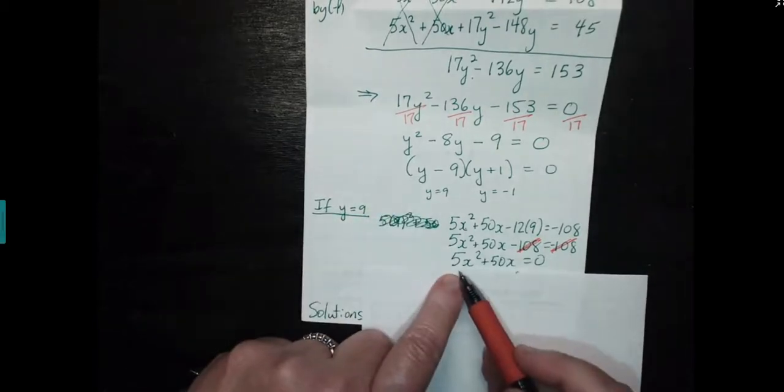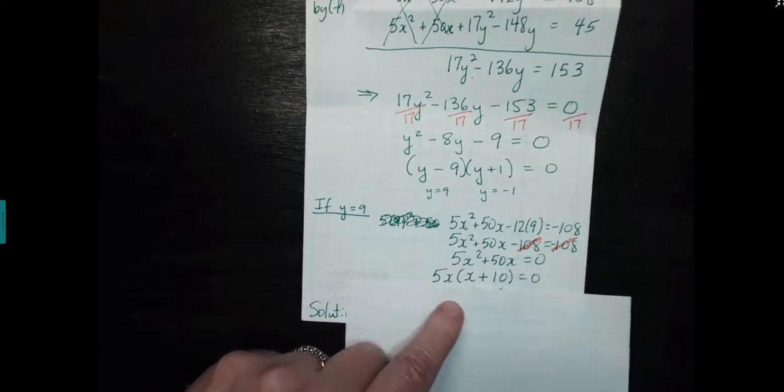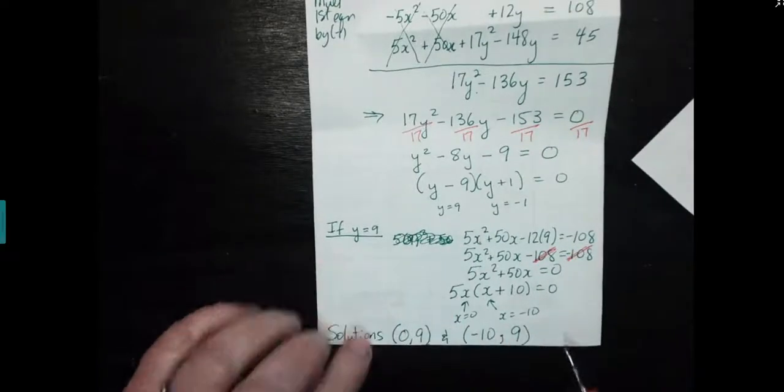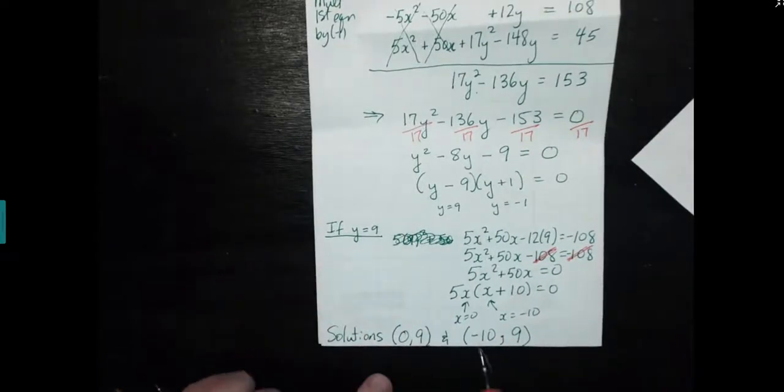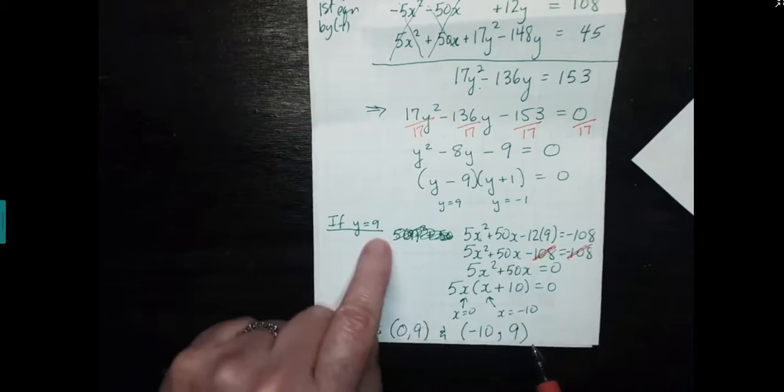And now I can factor out a 5, and I can factor out an x. And so when I factor that out, I have that. When it's in factored form, it's easy to solve. What will make this 0? Well, if x itself is 0, or if x is negative 10. So again, when you're writing your solutions here, be very careful. The x term has to come first. So it's 0, 9, not 9, 0, that would be wrong, and negative 10, 9.